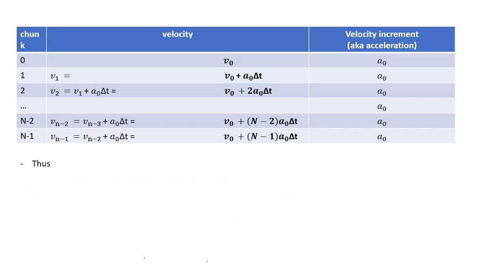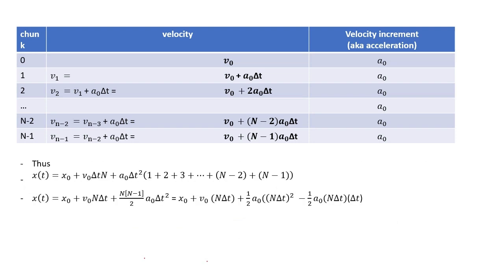So now we did all of that, then we can arrive at the closed form more or less, which is here. So we have x naught, we have v naught times n times delta t, and we have a half a naught times n times delta t whole squared, and this little other term here.